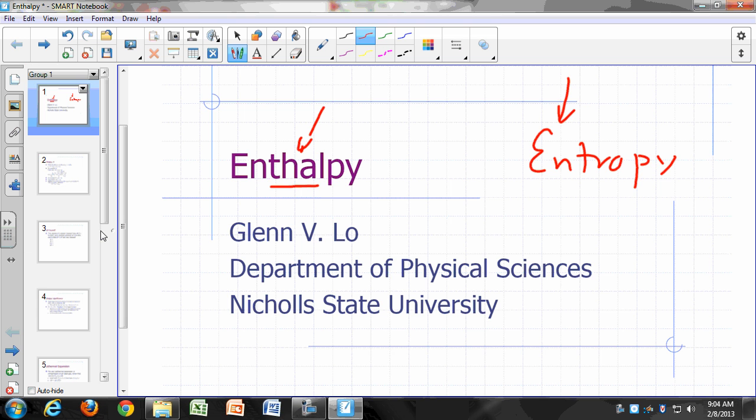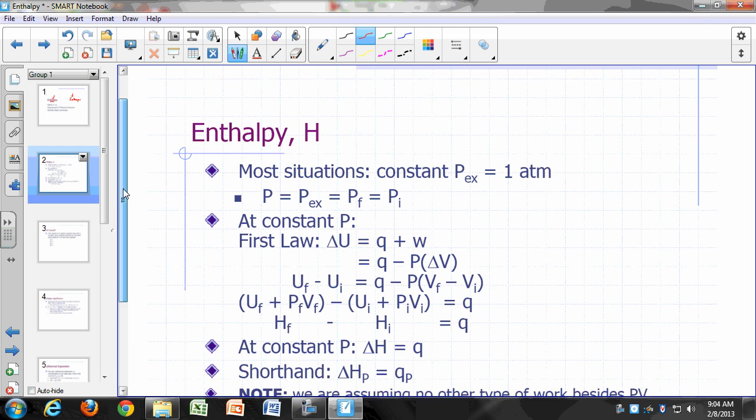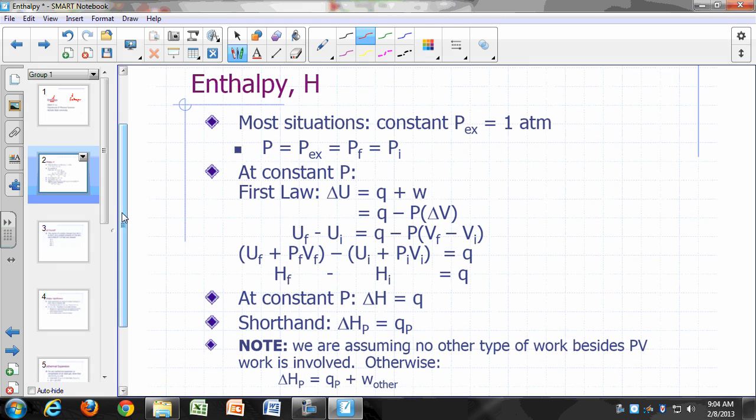All right, so enthalpy. What is enthalpy? Enthalpy is a property of the system. It has units of energy. Just like internal energy, it's something we invent because we'll find that it is useful for a lot of things that we do. The reason for the invention of the concept of enthalpy has to do with the fact that for most situations, we're dealing with processes in the lab that are happening at constant pressure, constant external pressure of 1 atmosphere.